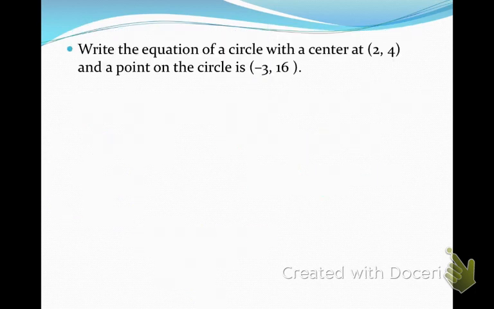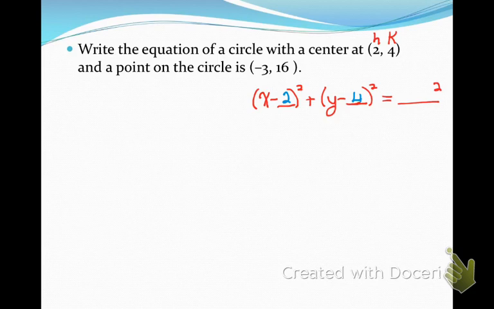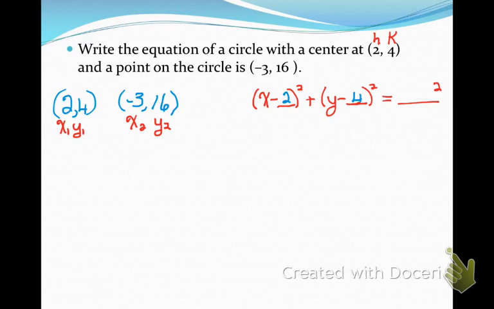Write the equation of a circle with a center at (2, 4), and the point on a circle is (-3, 16). Again, I have enough to start my template because I have my center, my h and my k, so I'm going to just go ahead and put those numbers in the template of my equation. And now I'm going to use my two points, the center and the point on the circle. I'm going to call one (x1, y1), one (x2, y2), and use my distance formula to find the radius, which is what I'm missing.